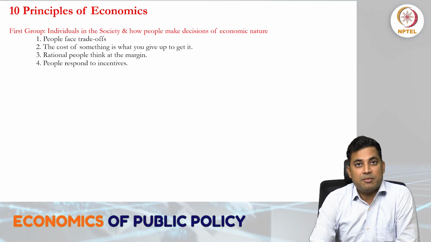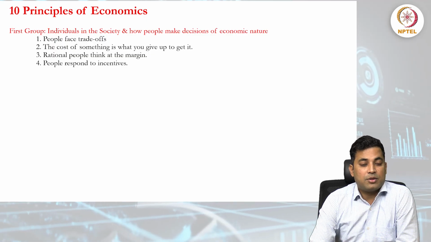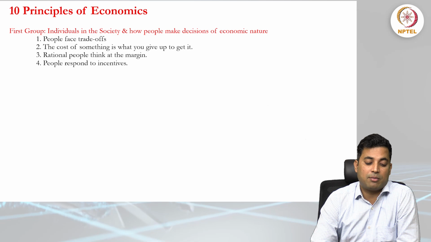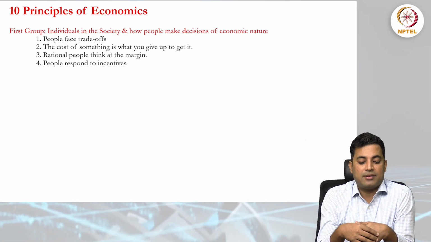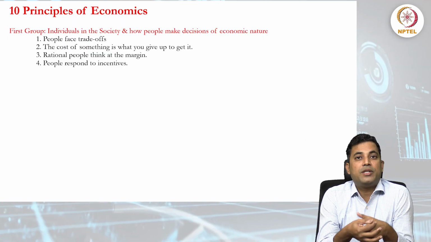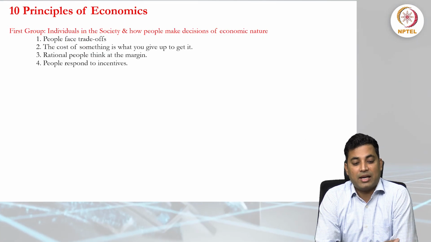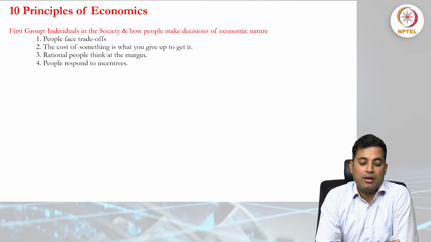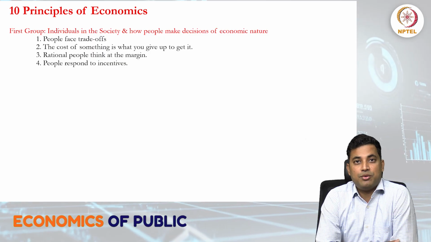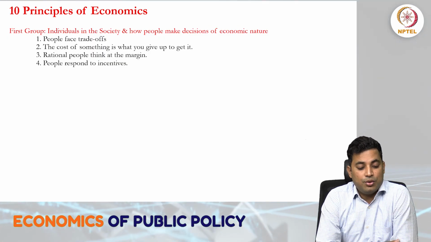And these are the 4 principles that can be clubbed, and we already discussed the trade-off and opportunity cost. So the first principle talks about people facing trade-offs, and while facing the trade-off or choosing between 2 alternatives, cost and benefit need to be calculated, and therefore cost is something that one has to give up in order to get the other commodity. So that is actually principle 2.